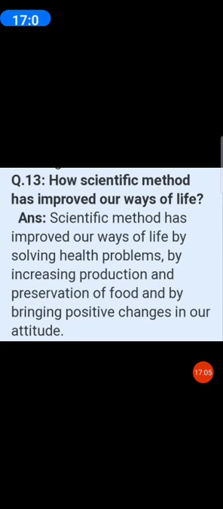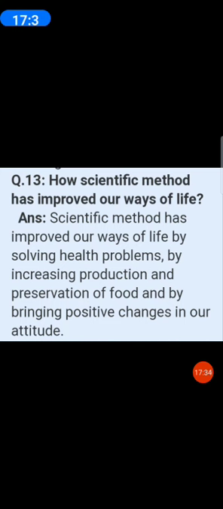Question number 13. How has the scientific method improved our ways of life? The scientific method has improved our ways of life by solving health problems, by increasing production and preservation of food, and by bringing positive changes in our attitude. So these are the different ways in which science or the scientific method has improved our life.